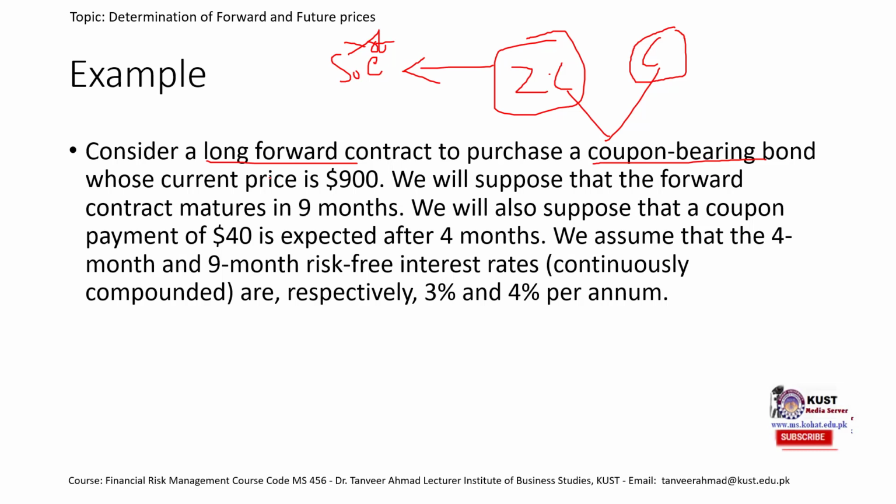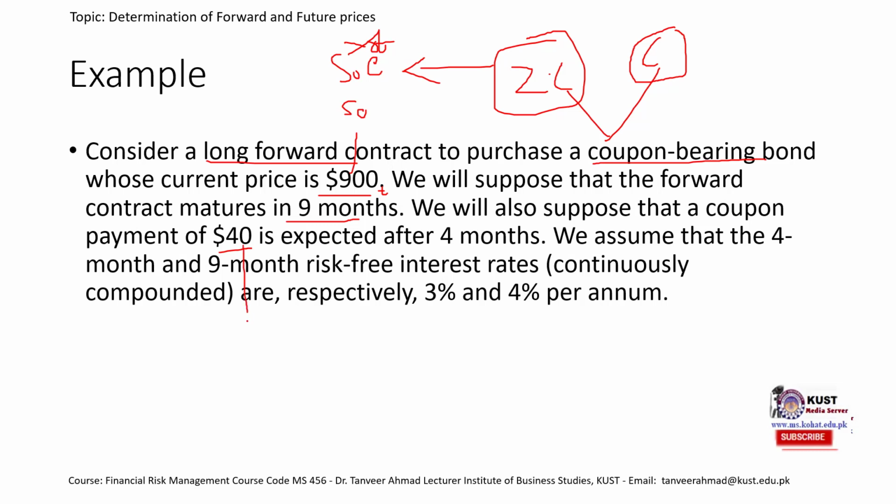So the current price is 900. This is our S naught. We will suppose that the forward contract will mature in 9 months. This is our T, but there would be some complication and you would see in a while. We will also suppose that a coupon payment is 40.